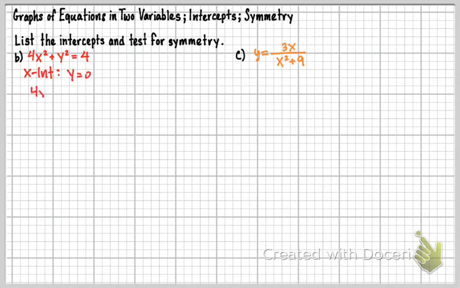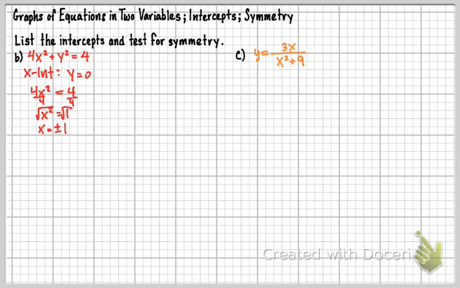So that's going to be 4x squared. Now again, if I plug in 0 for y here, I'm going to get 0 squared, which is 0. So it goes away. So I get 4x squared equals 4. Now I'm going to divide by 4 on both sides, and then x squared equals 1. Now I'm going to square root both sides.